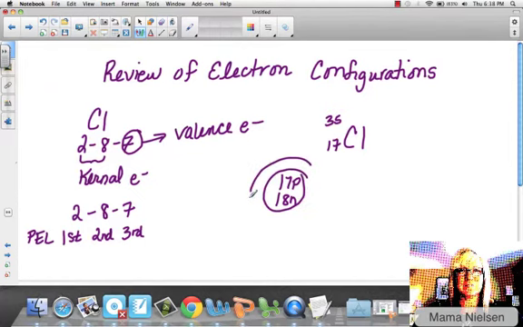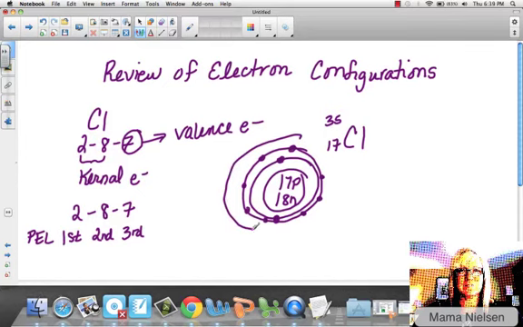And then in our first principal energy level, we've got 2 electrons. In our second, we've got 8. And then in our third, rough diagram here, we've got 7.